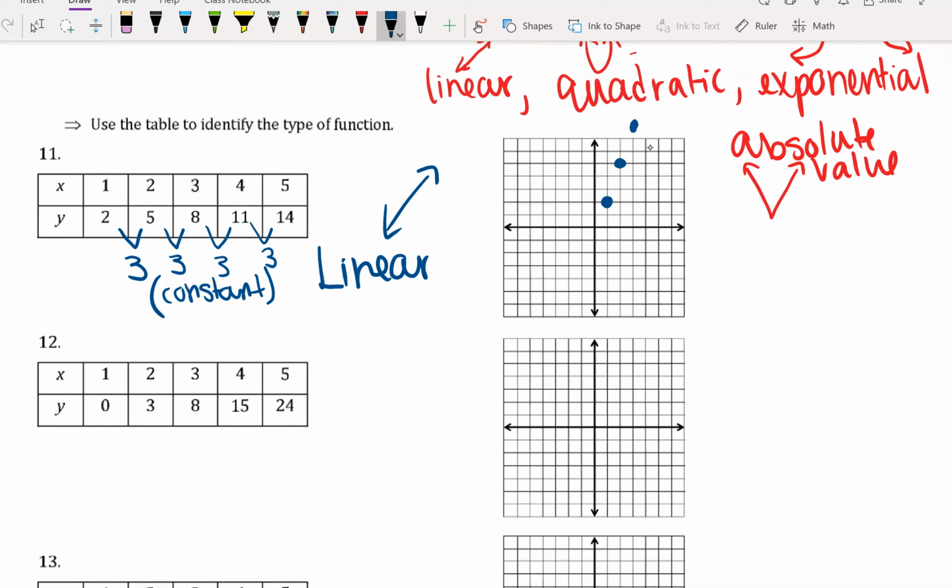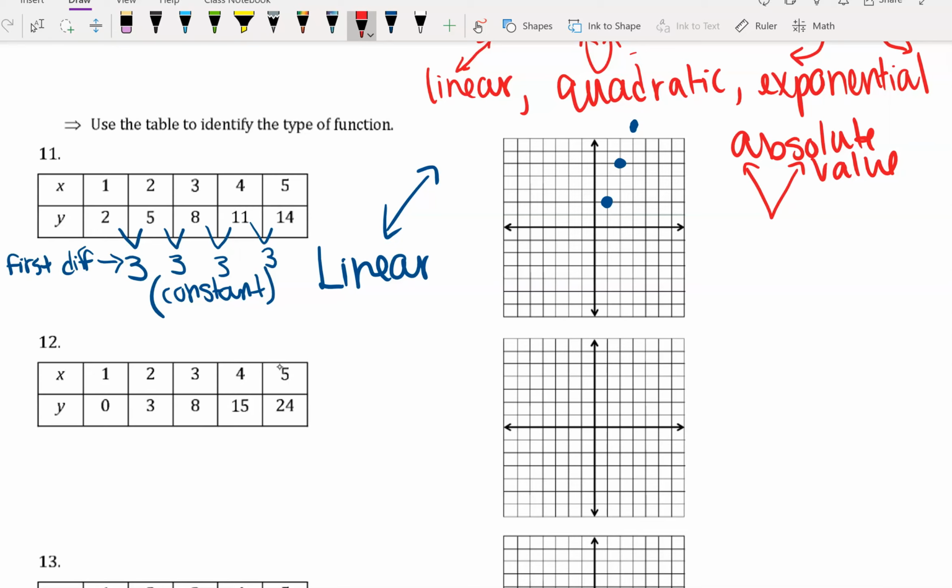So things to remember about linear: it's a straight line, and the amount that it goes up, or the difference, is constant. I forgot to mention that this is what we call the first difference. Since the first time we took the difference between the two numbers, it was constant, it was linear. So now let's graph the next one and see what we've got going on here.